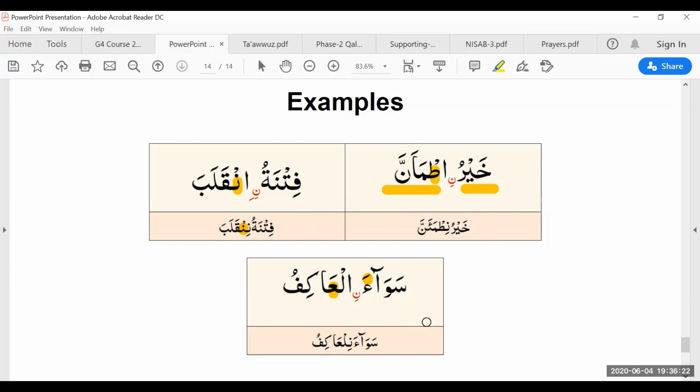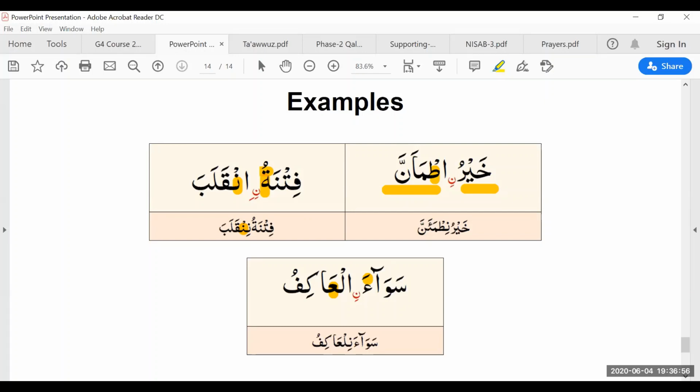Also, when she read separately, there should be fitnah, not fitnatu. Why is that? Because we are pausing there on the ta, so it should be ha. This is called ta marbuta. When we pause on this one, we have to ignore the dots, and it's just ha. Fitnah.